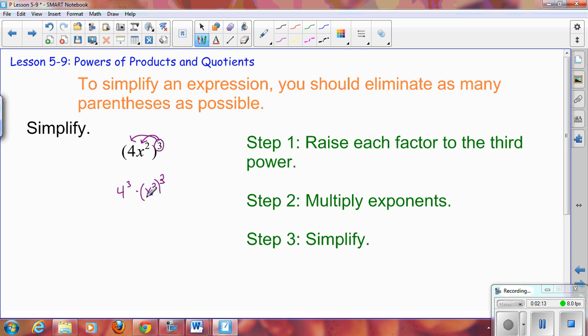Okay, now when you have a power raised to a power, as we learned in the previous chapter, you multiply the 2 exponents. So that's the step 2 right here, multiply the exponents. 4 cubed stays the same. All right, and x squared cubed becomes x to the 6th. And then step 3 is simplify. That means actually go ahead and cube that 4. And 4 cubed is 64. So that's 4 times 4 times 4. And that's actually 64. So our answer is 64x to the 6th.